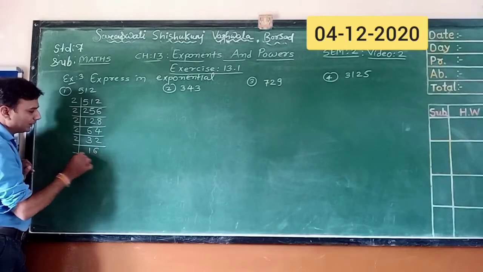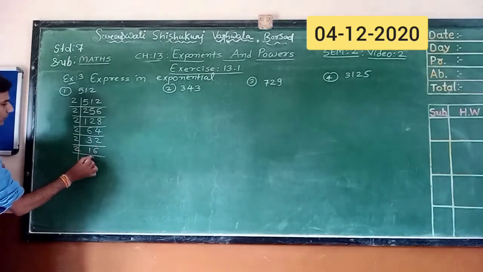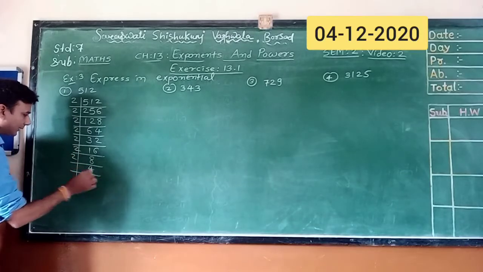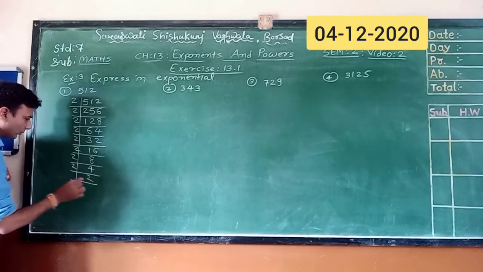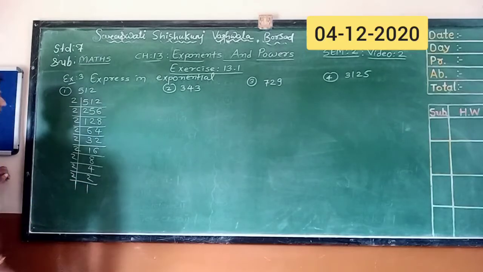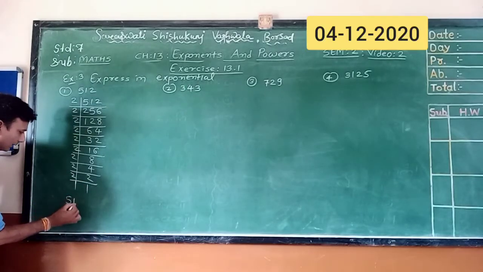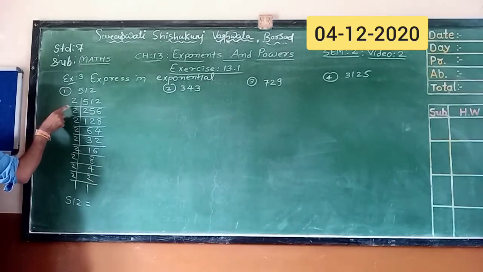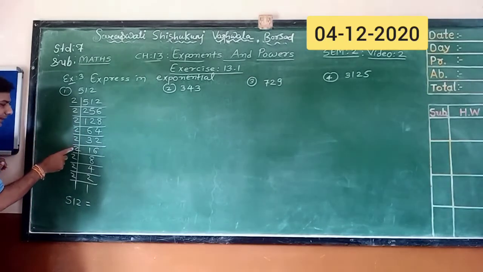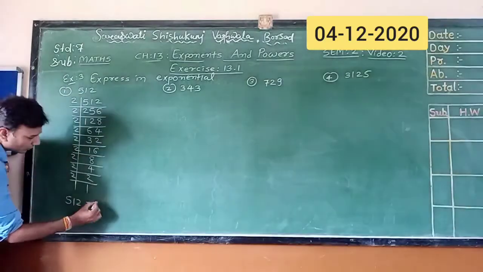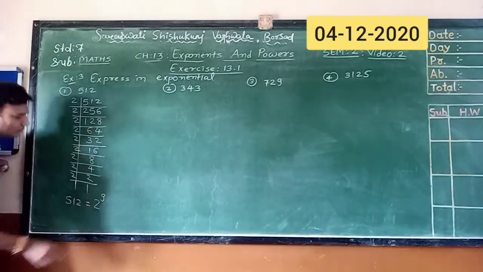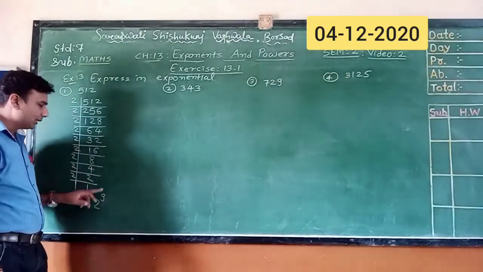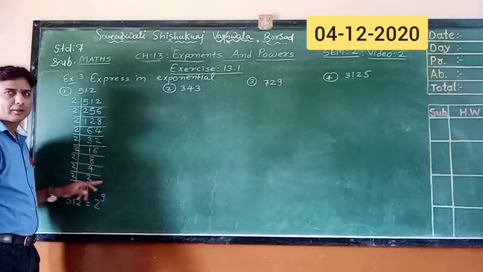Continuing the division by 2 until we reach 1. So 512 equals, how many times did 2 come here? See, 1, 2, 3, 4, 5, 6, 7, 8, 9. So we can write 2 raised to 9. Is it clear? This is the exponential form, 2 raised to 9.